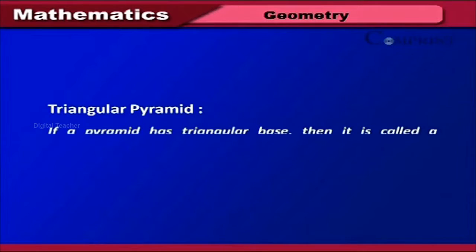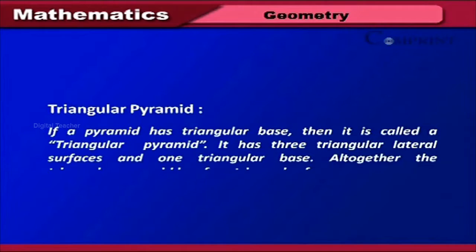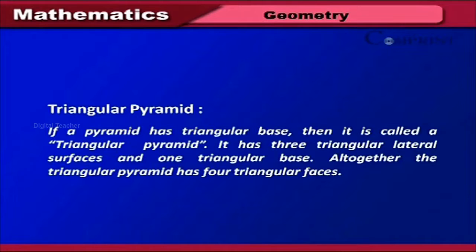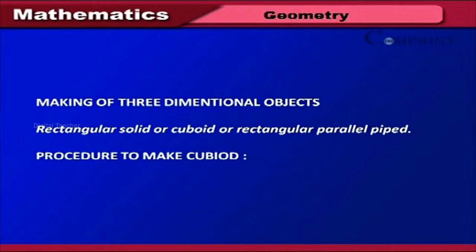Triangular pyramid. If a pyramid has a triangular base, then it is called a triangular pyramid. It has 3 triangular lateral surfaces and 1 triangular base. Altogether, the triangular pyramid has 4 triangular faces. Making of 3-dimensional objects.